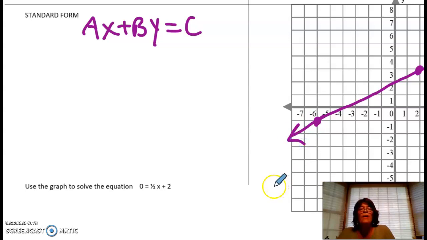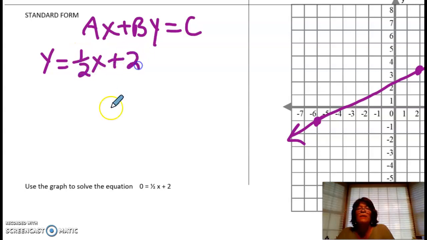Okay, so here's our graph. I want to get it into this form. I know it's y equals 1/2 x plus 2, but that's not the form I want. Standard form has x and y on the left-hand side, so I'm going to have to subtract half x over there.